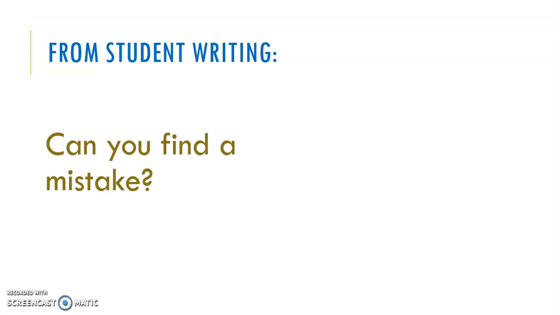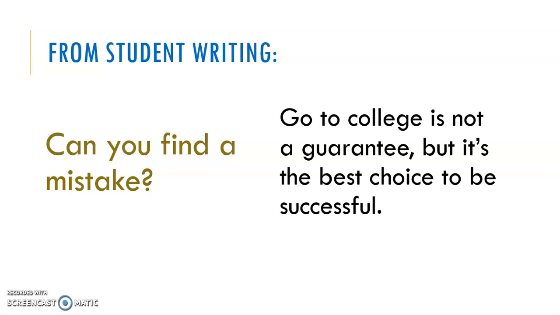Now, I'm going to show you a few examples that came from real student writing. Some of them might be from this class. So if you see one of your sentences, please don't be upset at all. I'm just choosing a few examples of a really common mistake. So let's take a look at this first one. Can you find a mistake in this sentence? It says, go to college is not a guarantee, but it's the best choice to be successful. If you'd like, pause the video and think, what is the mistake?